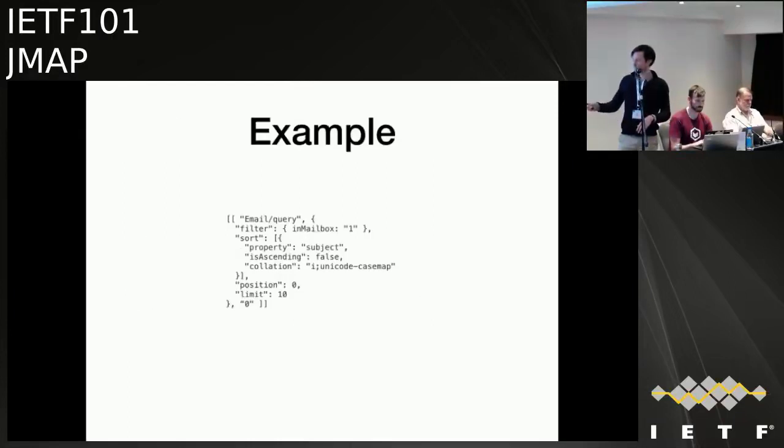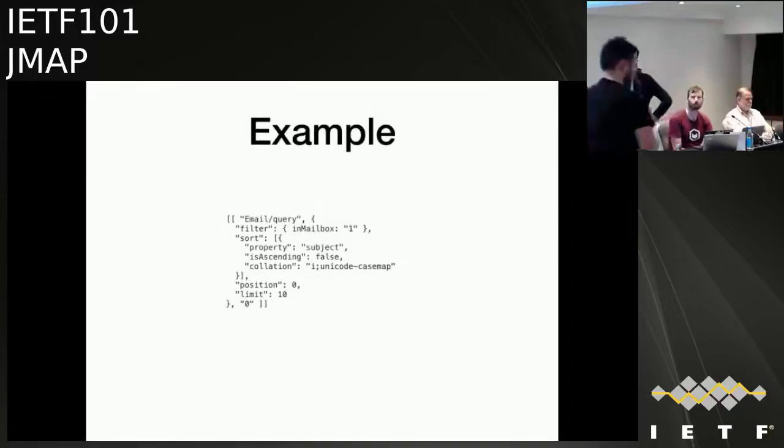So again, an example of this: the sort property, which is an array of properties to sort by. If two things have the same value, you move on to the next property, but we've only got one here. Instead of having weird string interpolation, it is now an array of objects, which is easier to process. So we're sorting by the subject property. We're sorting in descending order because ascending is false. And here we're using the Unicode case map collation, which, presuming the server supports that, should all be good. That's what it will sort them by, and you'll get your results back.